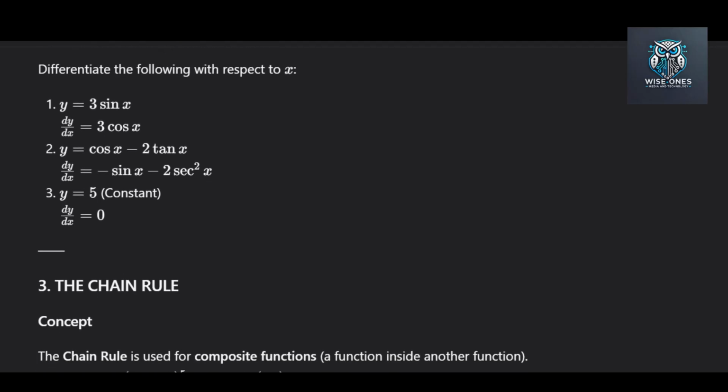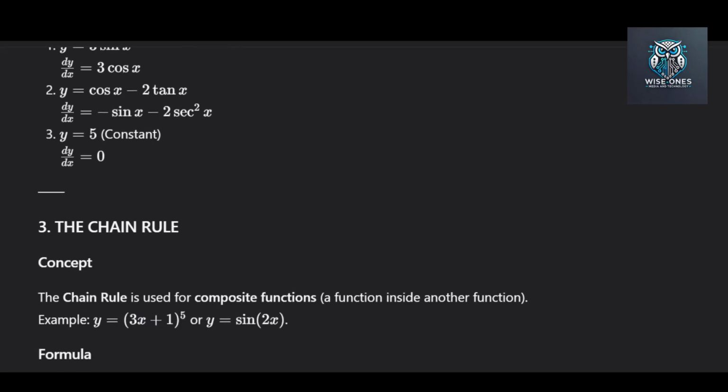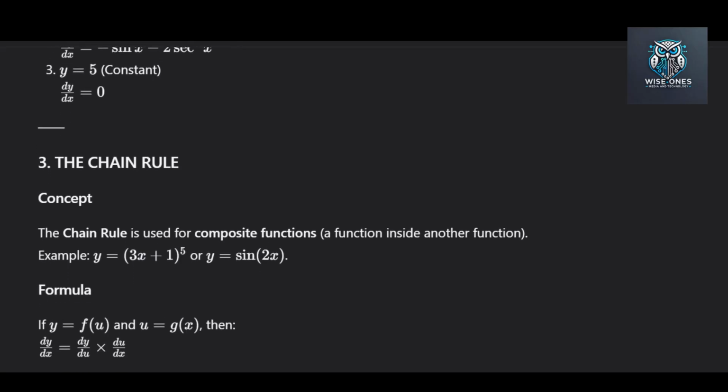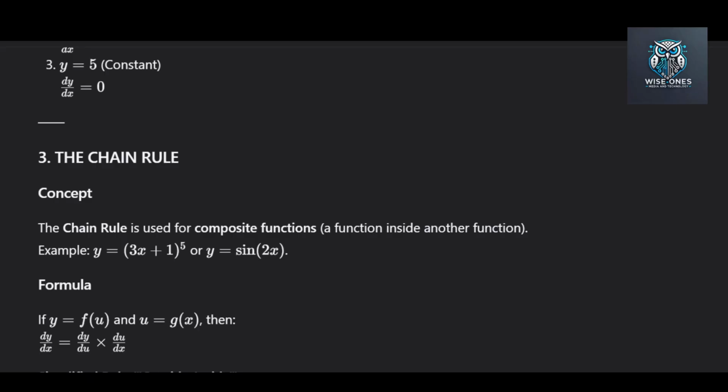Number 3, y equals 5. 5 is a constant number. It has no x. The derivative of any constant is 0. So dy/dx equals 0. Please write these down. These are the building blocks for harder questions.